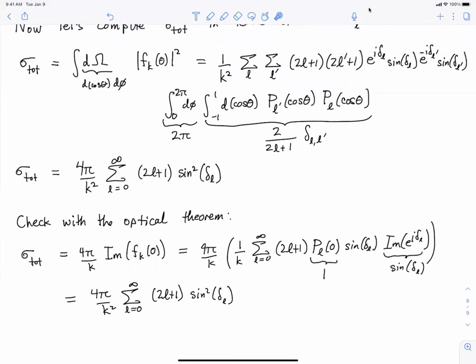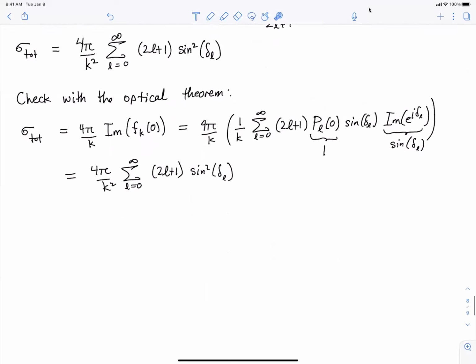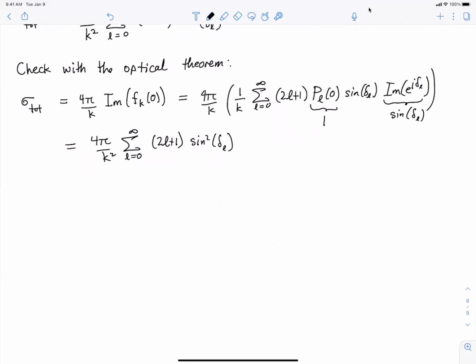And the answer is useful because we've got everything in terms of the phase shifts. So any problem in scattering that has spherical symmetry is now going to boil down to finding those phase shifts. We'll do some examples of that starting next time. But first, I just want to mention an important fact that comes out of this, an important consequence. This is known as partial wave unitarity.